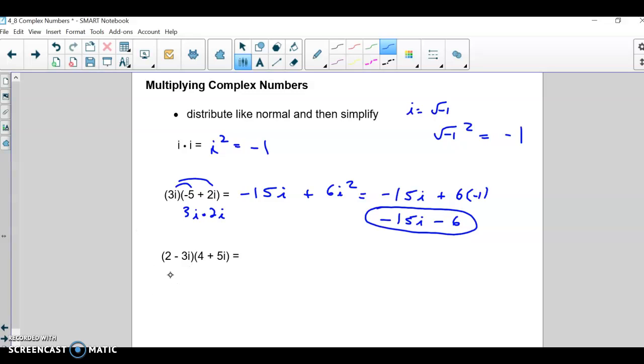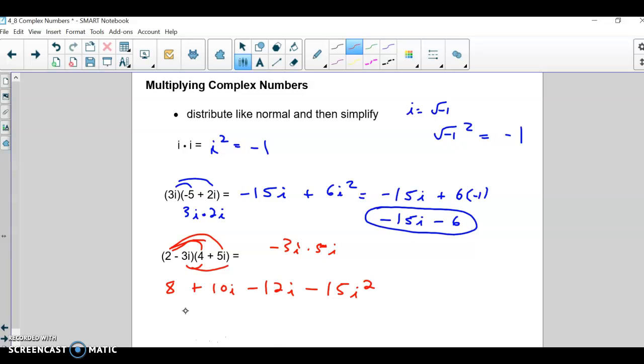Okay, with two binomials, it's just that FOIL process, which you've done before. So, whoa, sorry, my pen got out of control there. 2 times 4, 2 times 5i would be 10i. Negative 3i times 4, negative 12i. And then negative 3i times 5i. Sorry, that's kind of messy there, but that's going to be negative 15 with i squared.